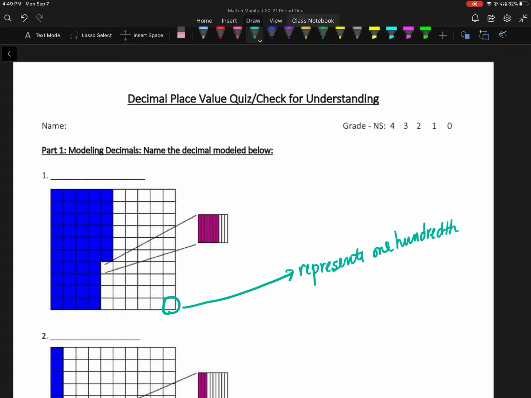All right, ladies and gents, I wanted to take an opportunity to go over your Check for Understanding quiz over modeling decimals and powers of 10.